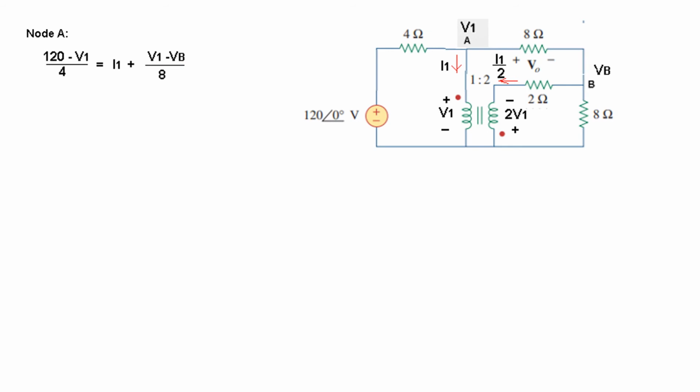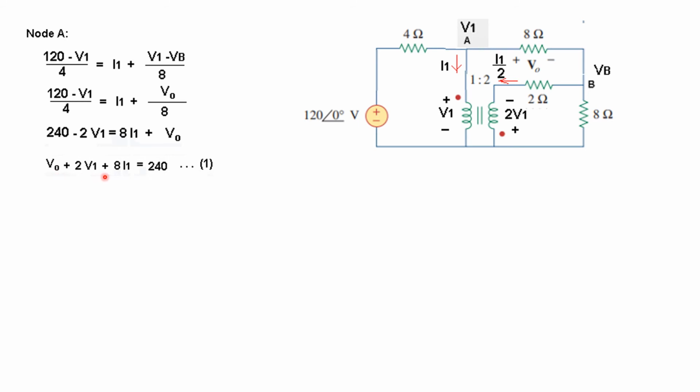Now we'll try to simplify. The first simplification is that we replace V1 minus VB by V0. Now we can see V1 minus VB is actually V0. So V1 minus VB is replaced with V0, and then we'll multiply with 8, the LCM. So this is the simplified form. We'll now arrange them. So this is equation number 1, with 3 variables, V0, V1 and I1.